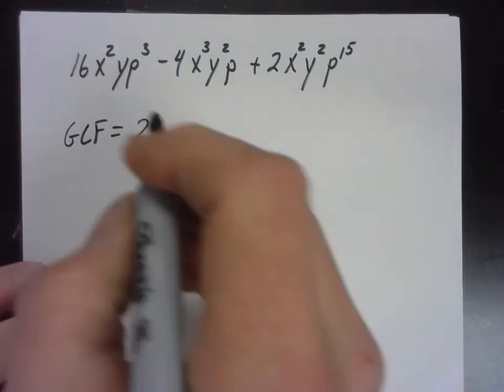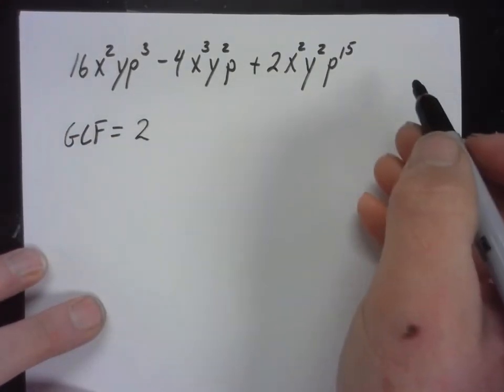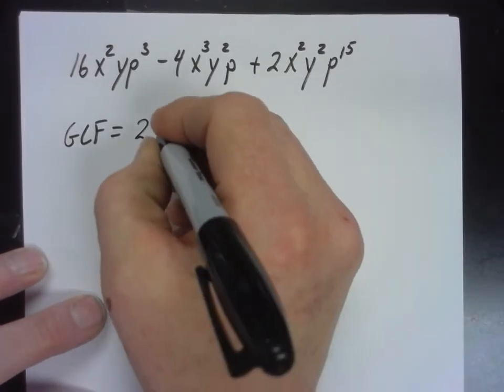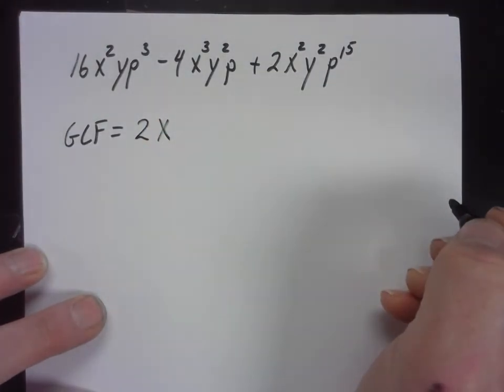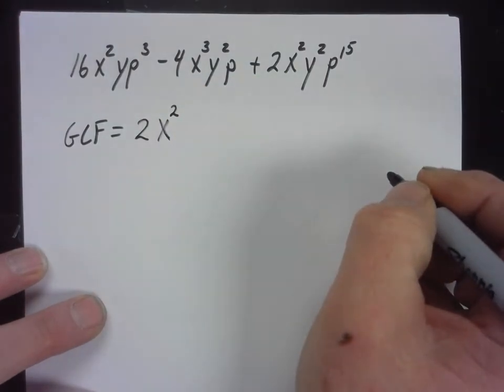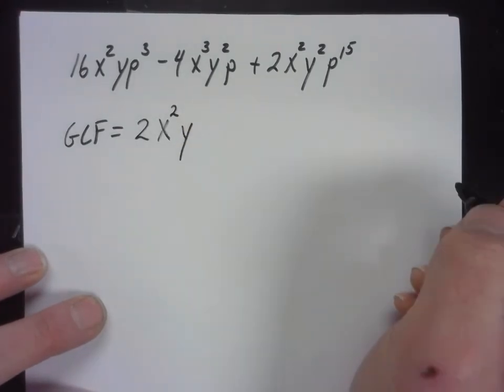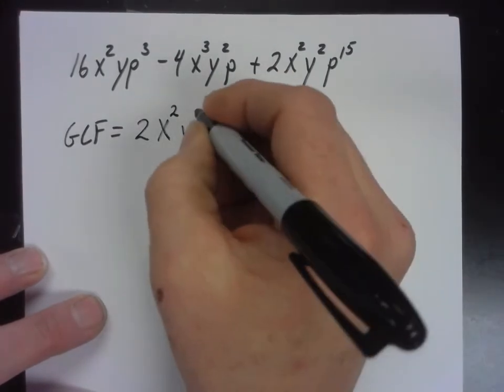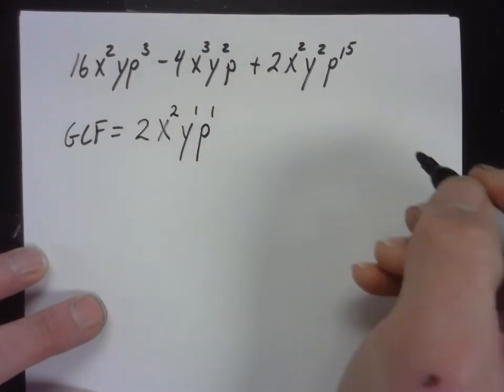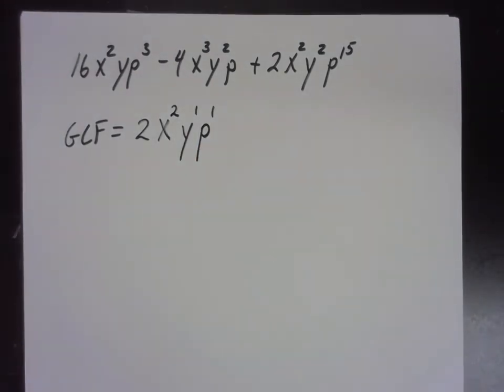Okay, let's do the variable bit now. And these are all in the order x, y, p, so that's the way I'll do it. X to the second. Y to the first. P to the first. There you go. Lowest exponent.